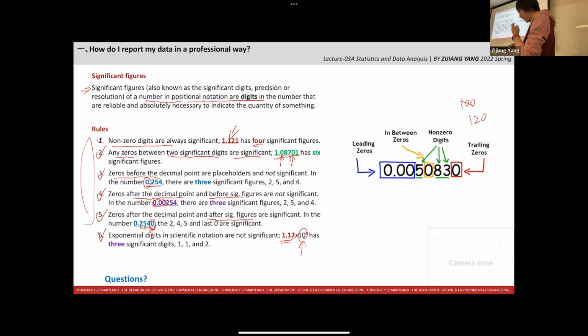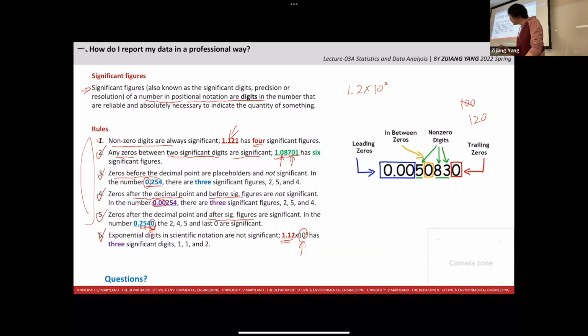Okay, and then what if we only know the first two? Yeah, that's a good question. We can use scientific notation to express that we only have two significant figures. Okay. All right. Thanks. So more questions?